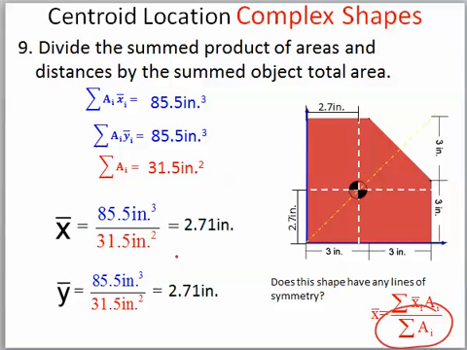When you go to divide this, it tells us that the centroid is going to be 2.71 inches over on the x-axis, and then straight up from there, 2.71 inches on the y-axis. And what that gives us is this nice center line. This will give us a line of symmetry that runs right through the middle of it.